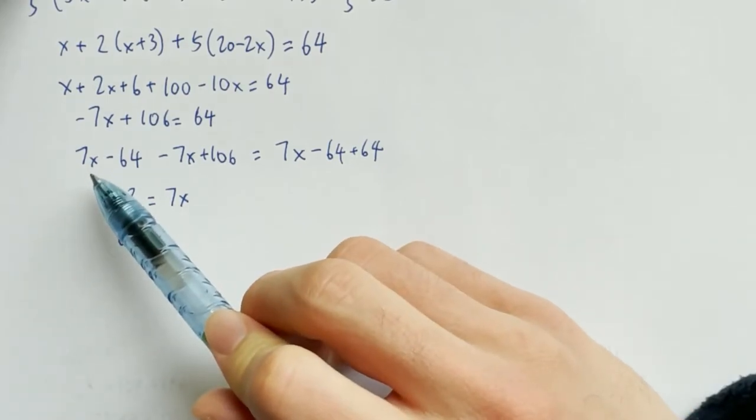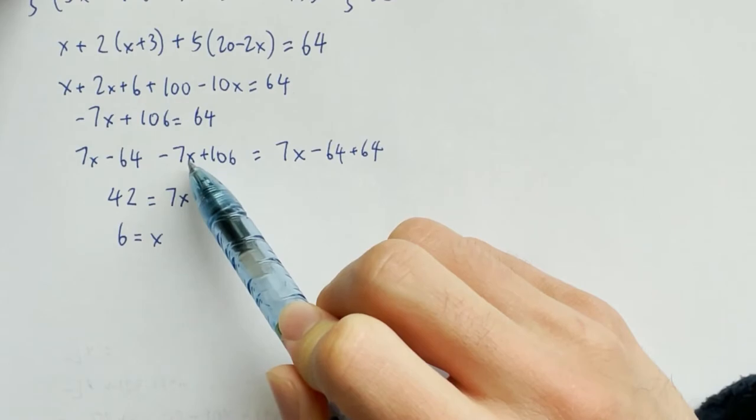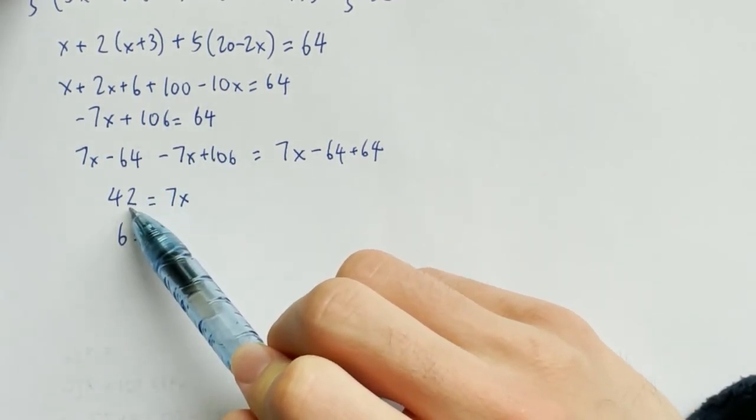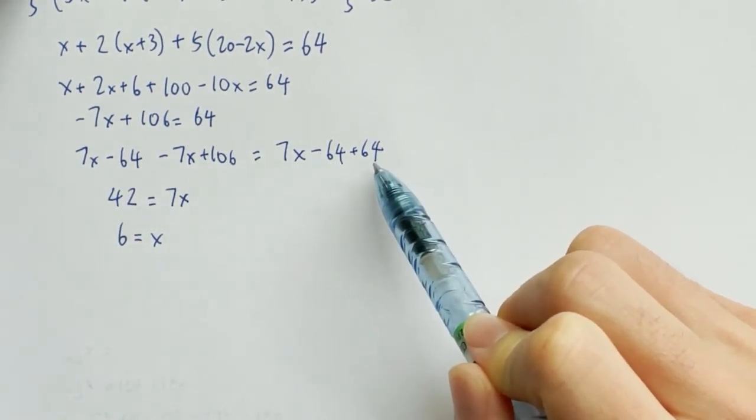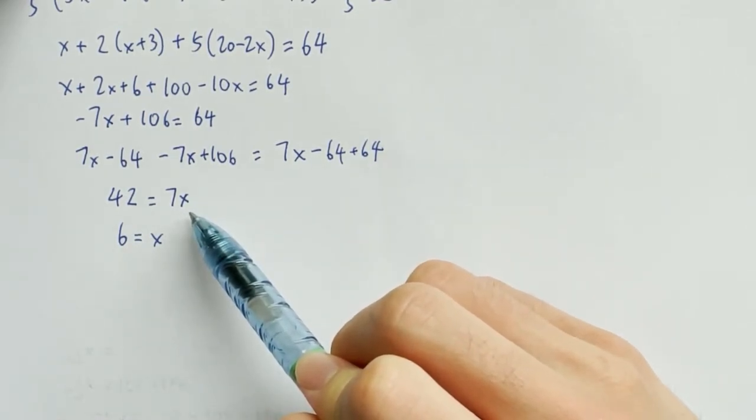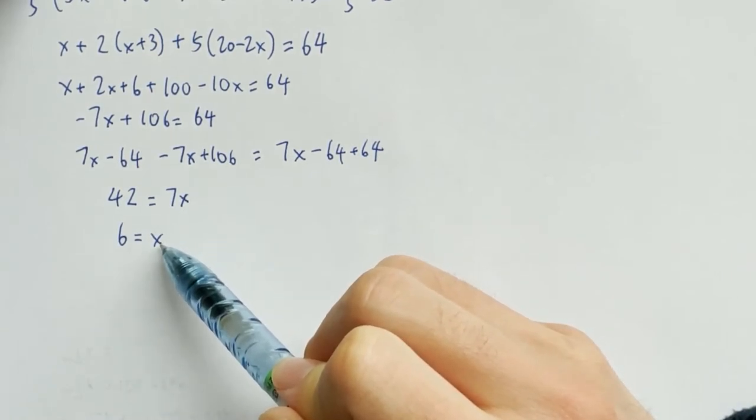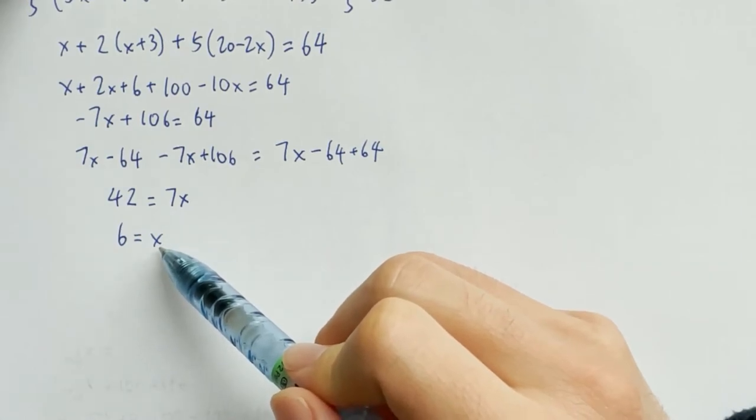On the left-hand side here, collecting like terms, we have 7x minus 7x, which goes to 0. Then we have 106 minus 64, which leaves us with 42. And on the right-hand side, we have 7x minus 64 plus 64, and the second and third terms go to 0 together. So we're left with 7x. Here, we can now multiply both sides by 1/7 to isolate for the x, and we're left with x equals 6. Now we have our value for x.